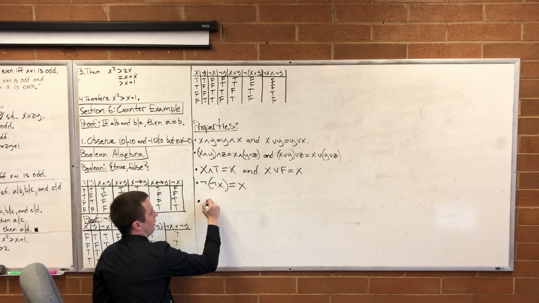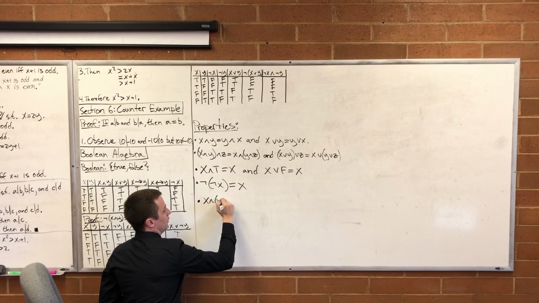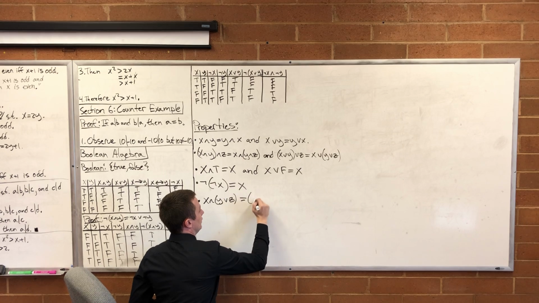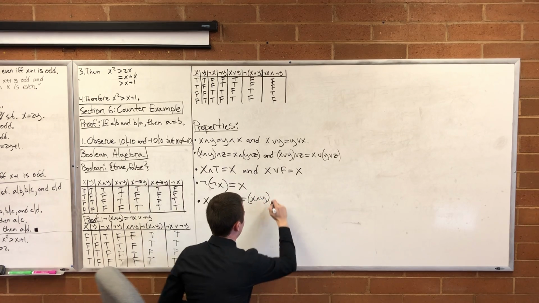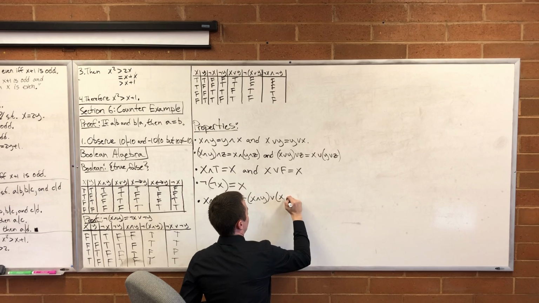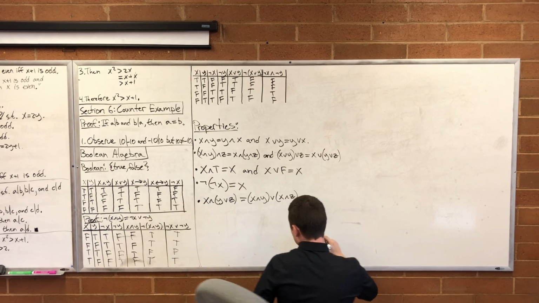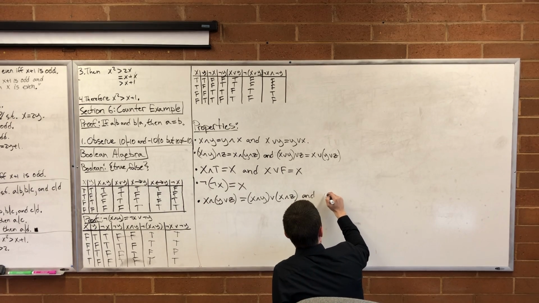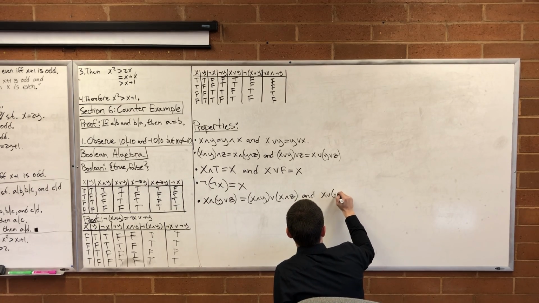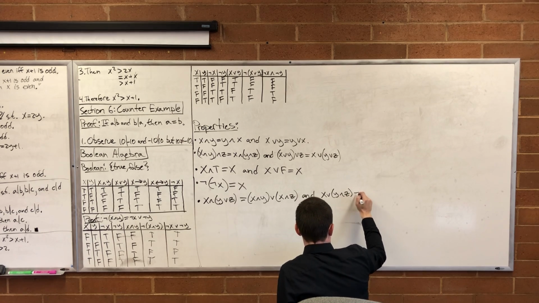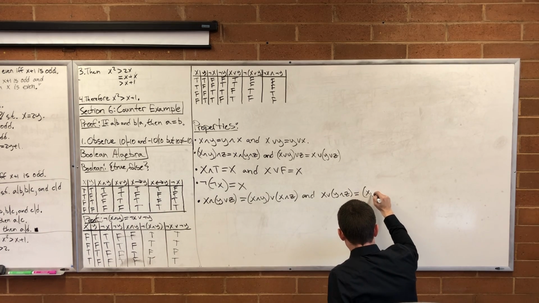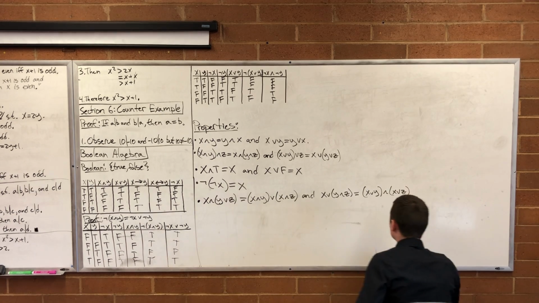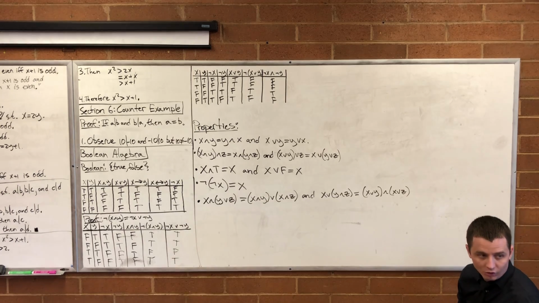So, X and (Y or Z) is the same thing as (X and Y) or (X and Z). Similarly, X or (Y and Z) is equal to (X or Y) and (X or Z). So that's how you distribute and over or.